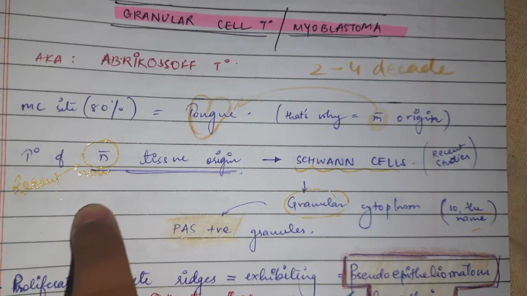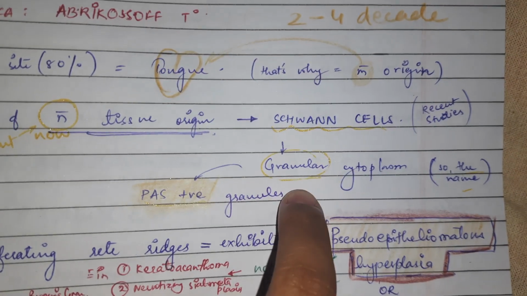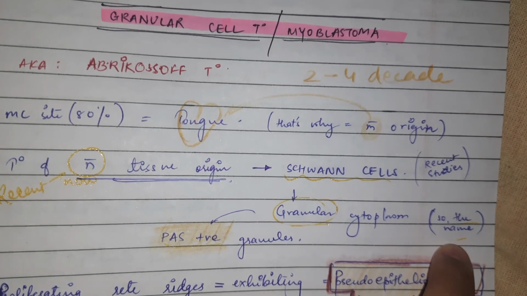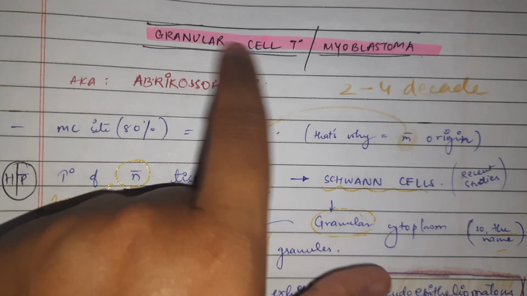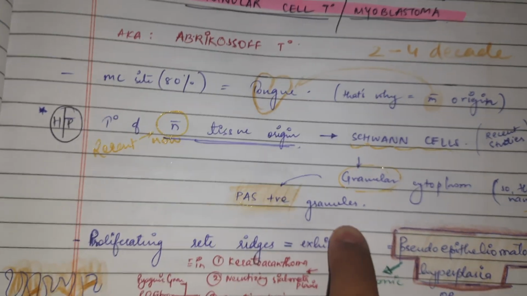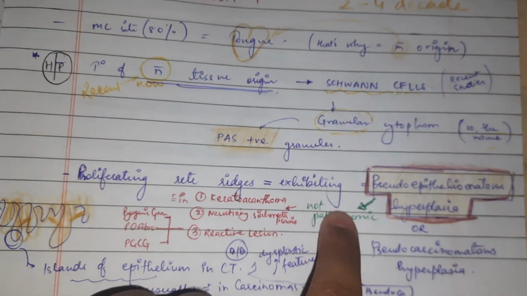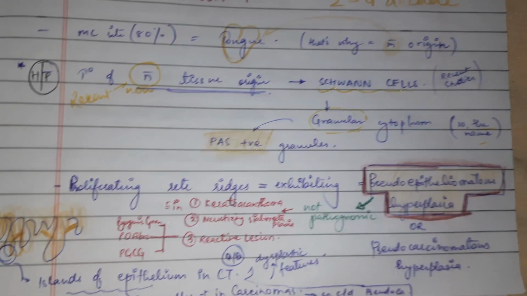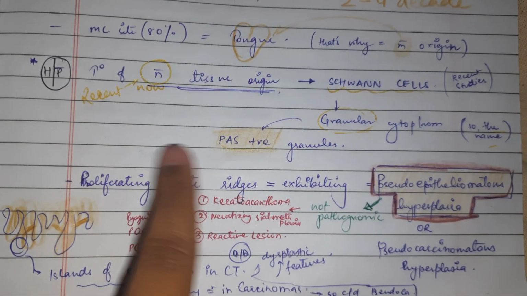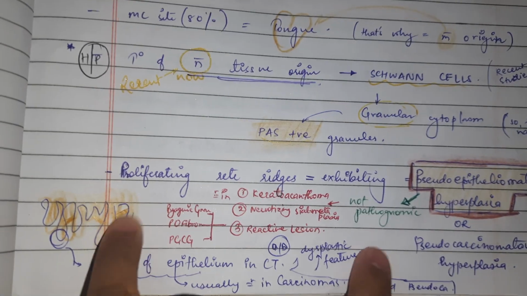Recent studies suggest nerve tissue origin from Schwann cells. Granular cytoplasm is there, hence the name granular cell tumor or myoblastoma. PAS-positive granules are present. Proliferating rete ridges are present, exhibiting pseudoepitheliomatous hyperplasia.